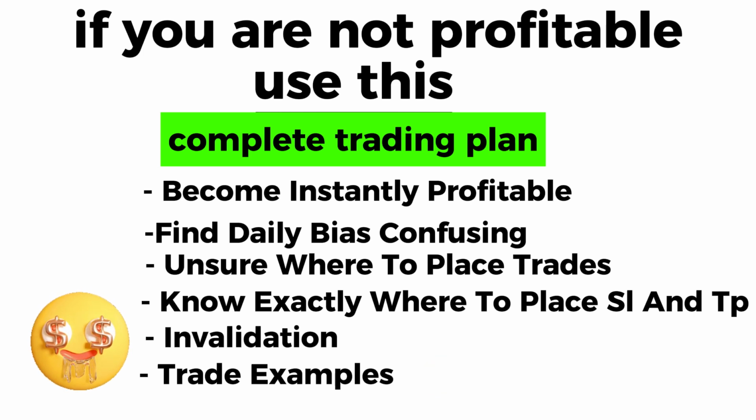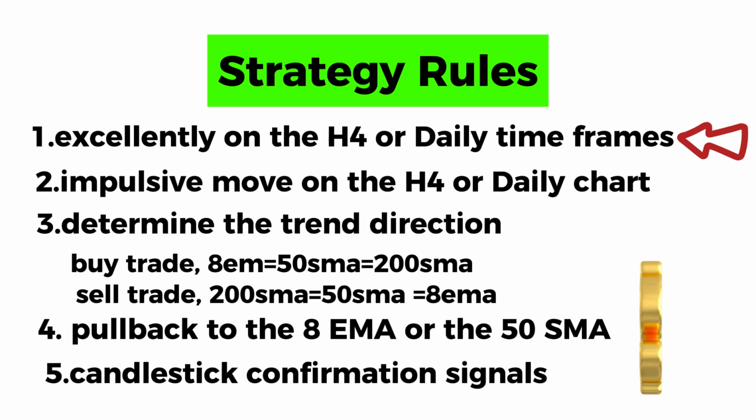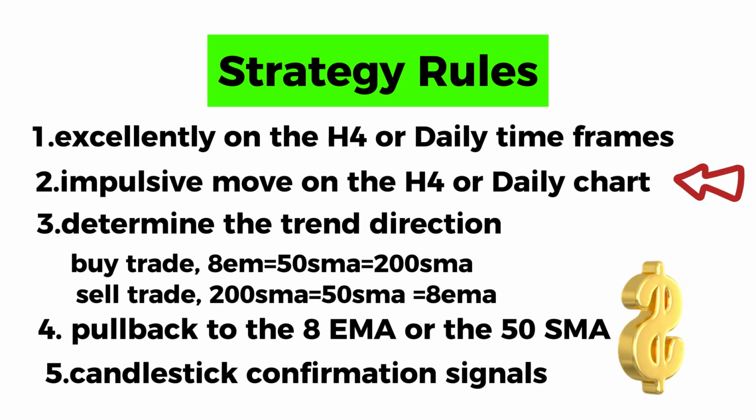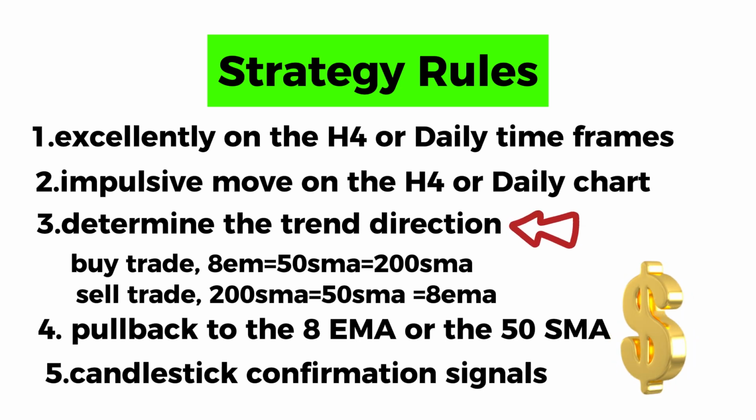Alright, let's start trading. Here we have a complete set of rules that will act as our compass. Please ensure to pause this video and write down these rules. First, the strategy works excellently on the H4 and the daily time frame. For consistent results, stick to these two time frames. Then look for an impulsive move on the H4 or the daily time frame. This simply means an aggressive price movement, either upward or downward, consisting of at least 5 solid candles or more. Then we determine the trend using these 3 moving averages.